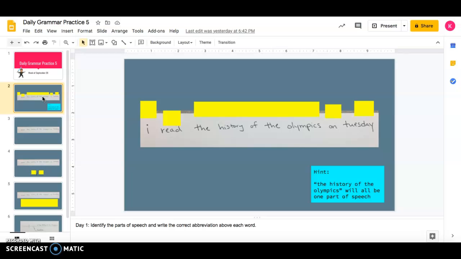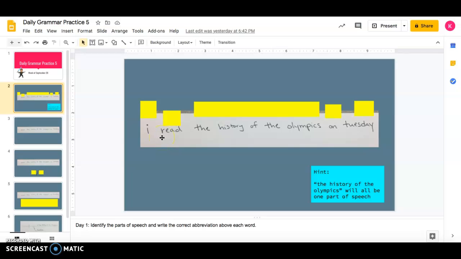So for our first day, or our red day as it says on your worksheet, we're just finding the different parts of speech. You'll notice that there's a hint for you guys that ties into these words right here, the history of the Olympics. Those will all be one part of speech, and that's why there is an excessively long yellow bar above those words. In this case, the history of the Olympics is the name of a book. How did I know that? I know that because I read it.